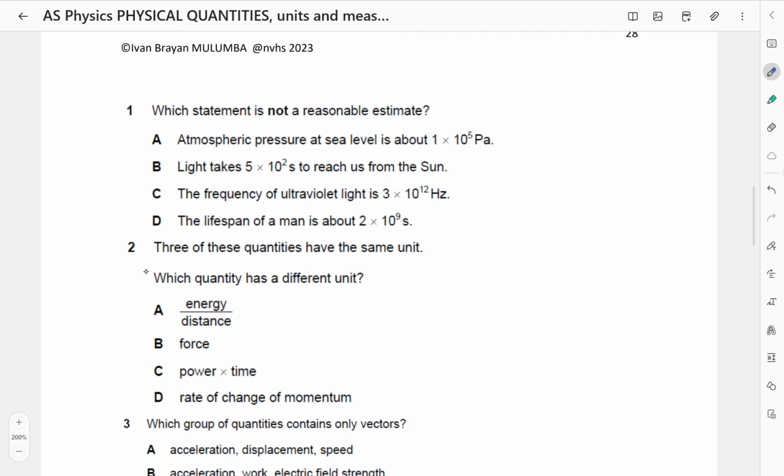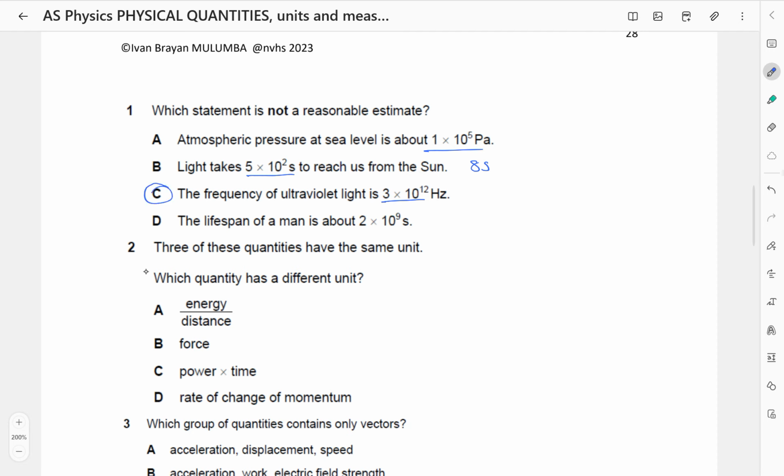Which statement is not a reasonable estimate? The atmospheric pressure at sea level is about 1 times 10 power 5. We know that from force, density, and pressure. Atmospheric pressure is around 10 power 5 pascals, so that one is a reasonable estimate. Light takes 5 times 10 power 2 seconds to reach us. Yes, that is true, which is about 8 minutes. The frequency of ultraviolet light is 3 times 10 power 12. That is not a reasonable estimate, so this is C.